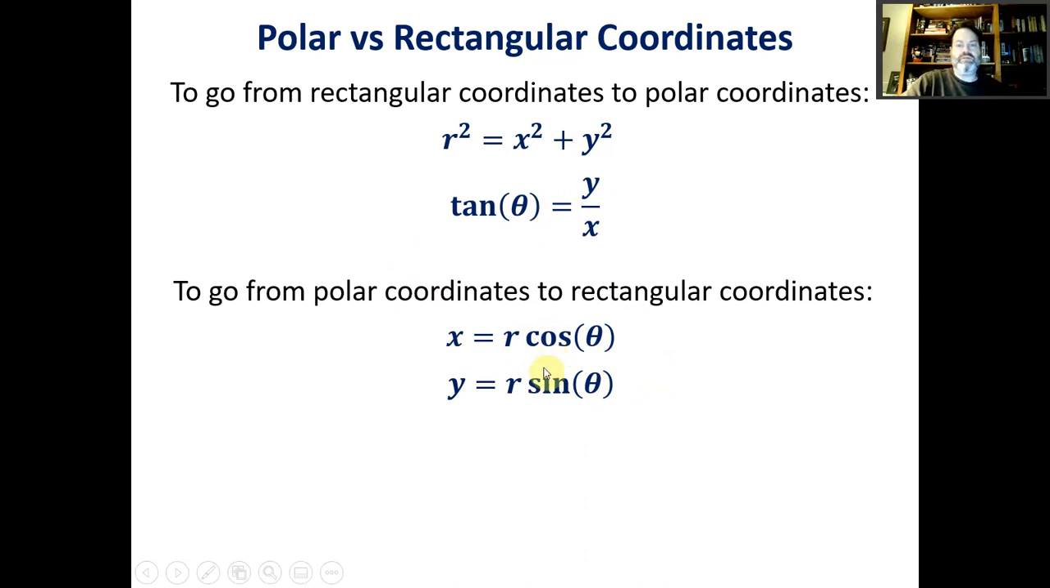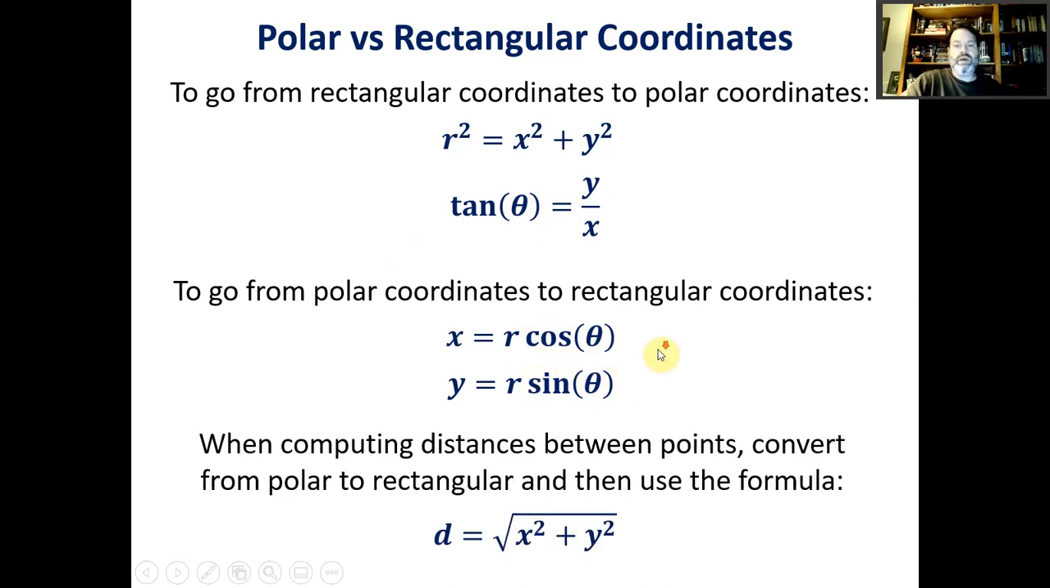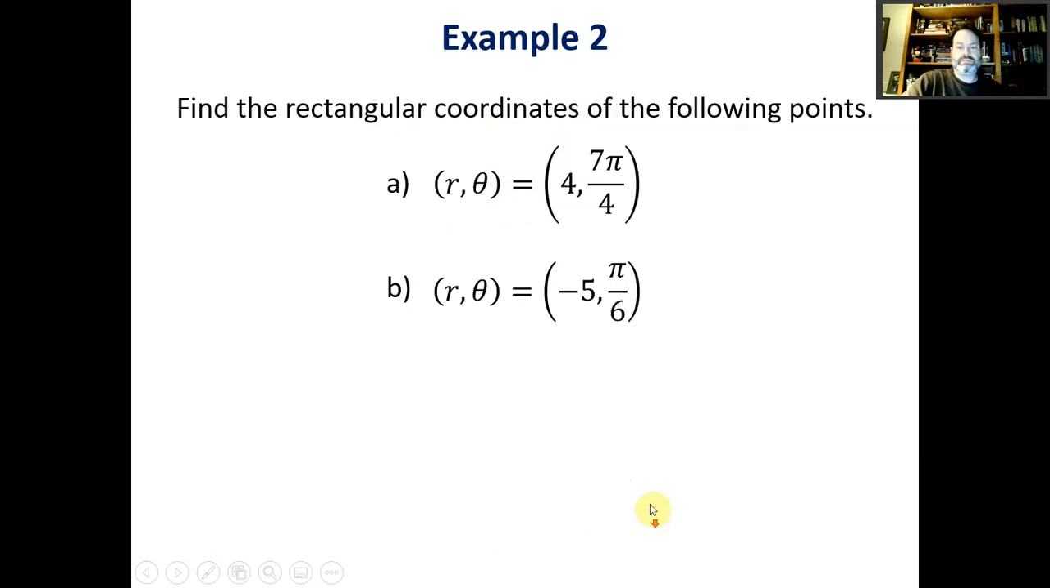that involve right triangles. And last one, when you need to find the distance between points, you're basically just taking the square root of this, and it just turns into the distance formula, right? So this is just the distance formula. Okay, so let's convert both of these to rectangular coordinates. So pretty easy stuff.